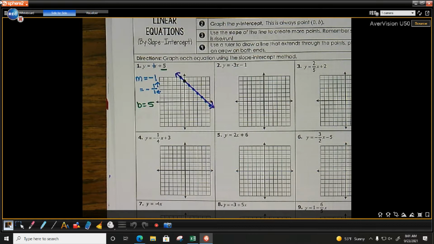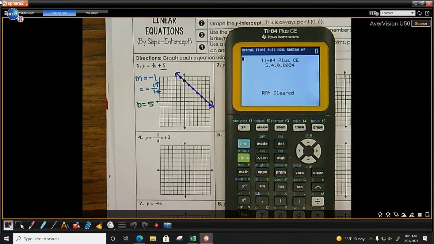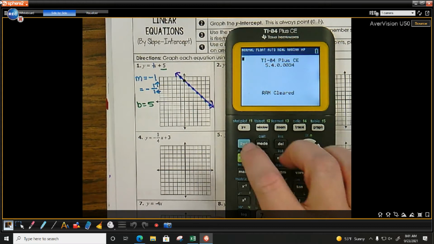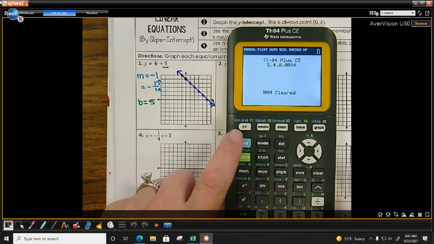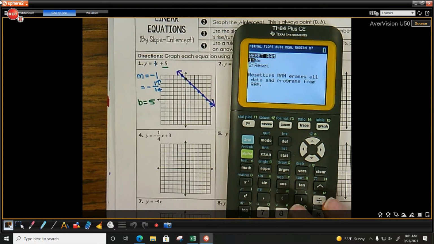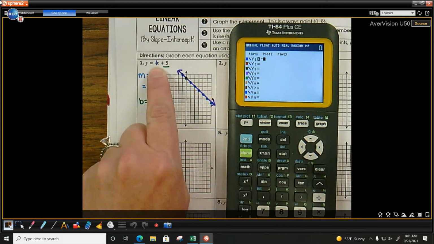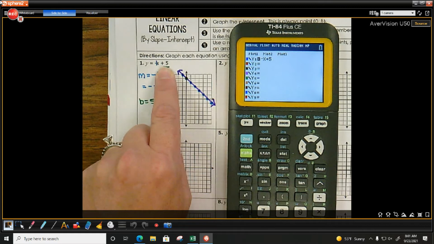Done. Now, just like last time, whenever we were writing our equation from the graph, we wanted to check. This time we're graphing from an equation. Can we check this as well? Yeah, so let's all go to our calculator and clear your memory. How do you clear the memory? Second, plus, 7, 1, 2. Okay, so we're going to go to y equals, and I'm going to type in -x plus 5.